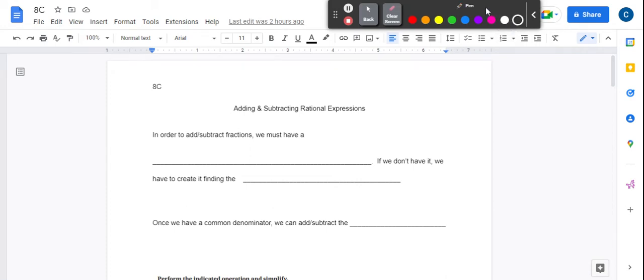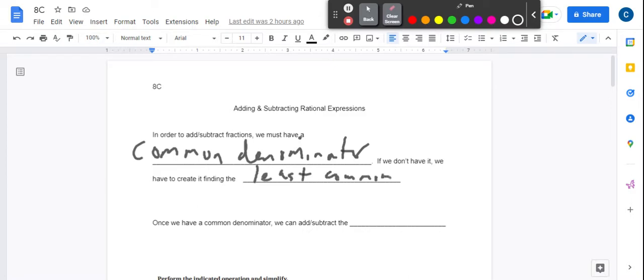All right. So in order to add or subtract fractions, we need to have a common denominator. If we don't have it, we need to create a common denominator using the least common multiple. Okay. So we need a common denominator. If we don't have it, we got to create it using the least common multiple.